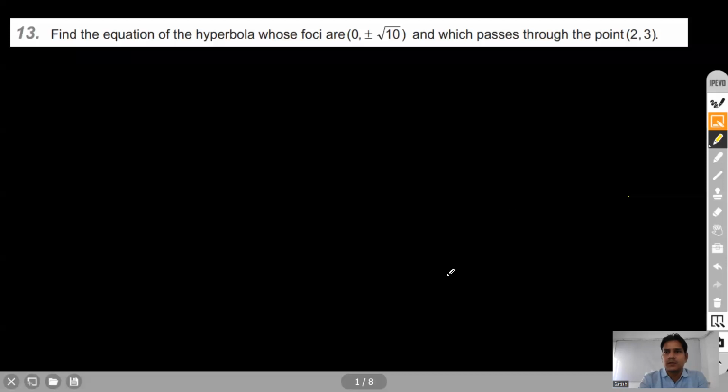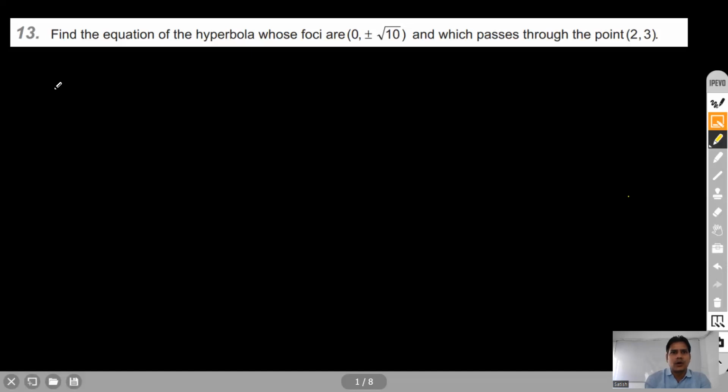Okay, so this is question number 13. I hope we have already done up to question number 12. This is the subjective part, without options. So we will take these questions. I think 7-8 questions are there. We will finish it. So what it is saying: find the equation of the hyperbola whose foci are 0, plus minus root 10 and which passes through the point 2, 3.